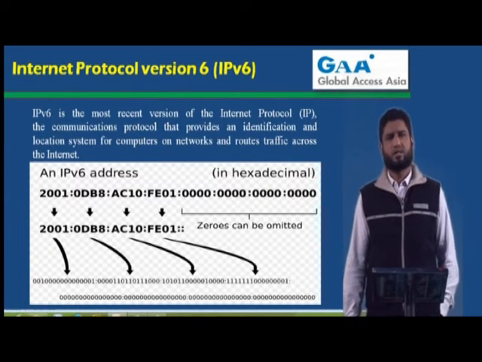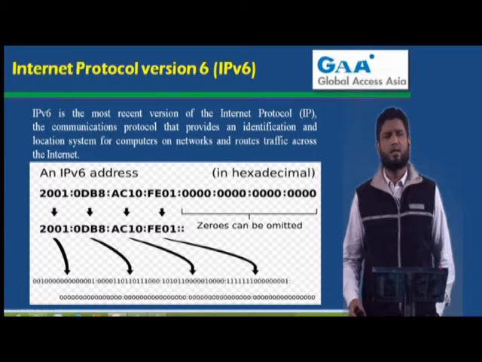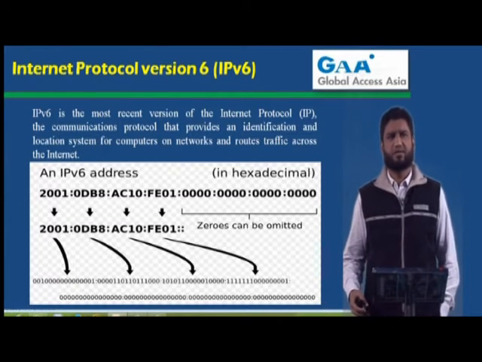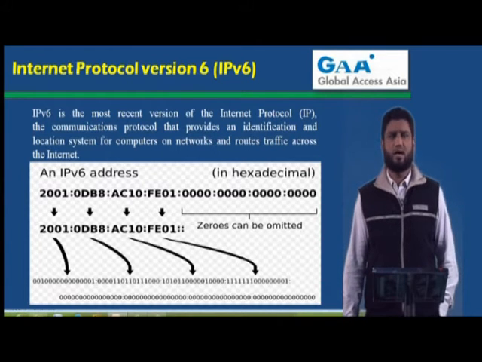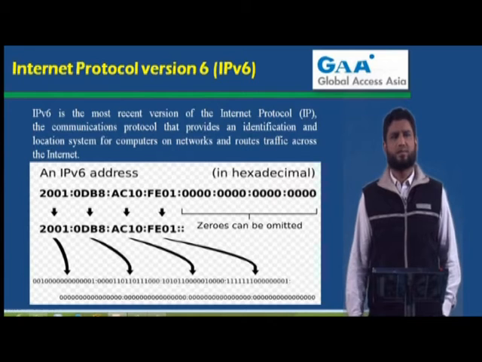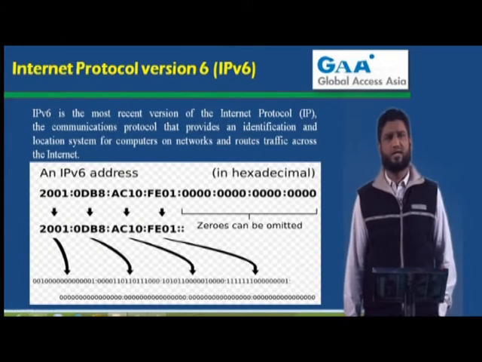Okay, if we ask why do we need IP version 6, or what is the introduction of IP version 6? Actually, IP version 6 is the most recent version of the internet protocol, the communications protocol that provides an identification and location system for computers on networks and routes traffic across the internet. You can see in this figure that the IP version 6 address is in hexadecimal, and the address is read from left to right, and it is 128 bits.